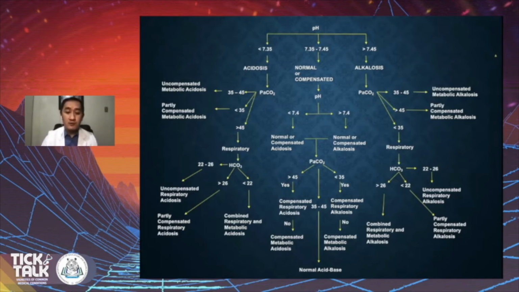And then check for the arterial CO2. If it's more than 45, compensated respiratory acidosis. If it's not, it's compensated metabolic acidosis. And on the other side, if your arterial CO2 is less than 35, it's compensated respiratory alkalosis. If it's not, it's compensated metabolic acidosis. But if your pH, your PaCO2 and bicarbonate are normal, then it's a normal acid-base status.